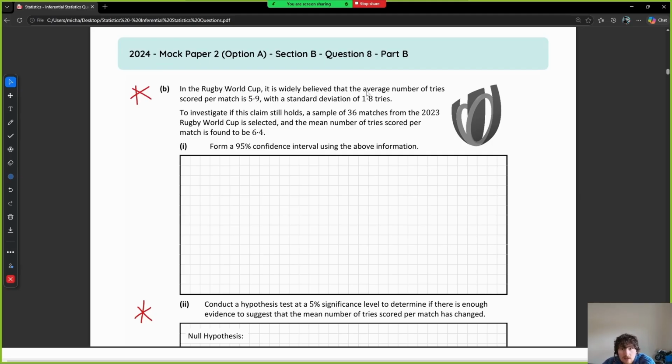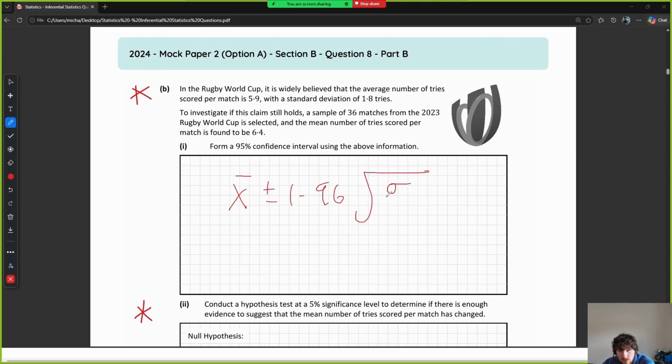It is widely believed that the average number of tries scored per match is 5.9, with a given standard deviation. To investigate if this claim holds, they took a sample, so they got themselves a sample mean. Their sample mean is 6.4. They constructed a 95% confidence interval. Again, this is a formula we're meant to know off by heart. For sample means, a 95% confidence interval is x bar plus and minus 1.96 times sigma over the square root of n. You have to know that formula off by heart.